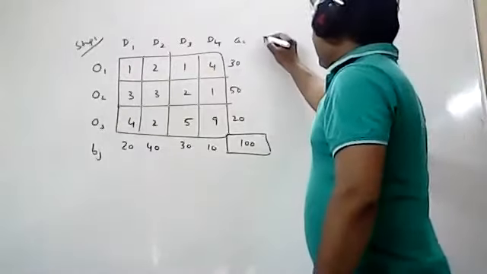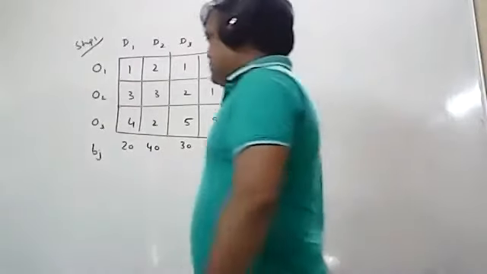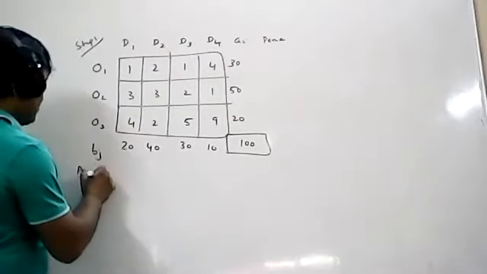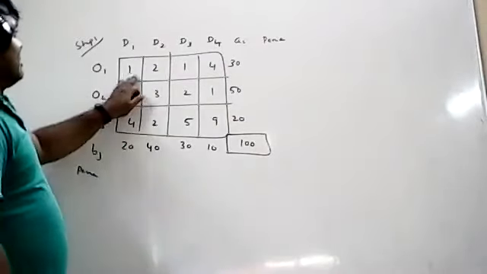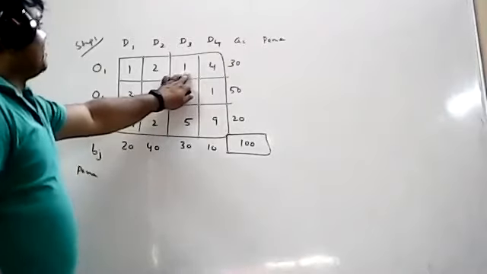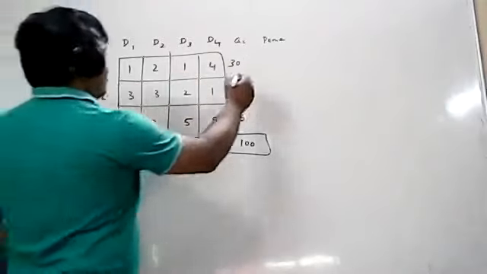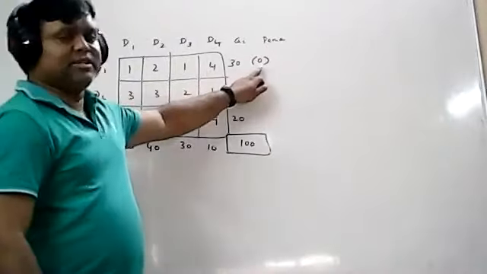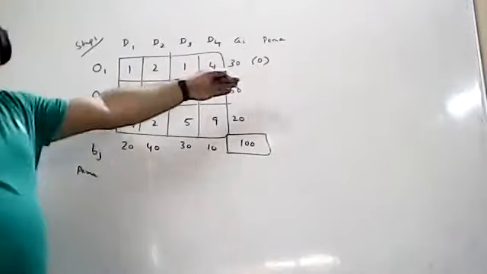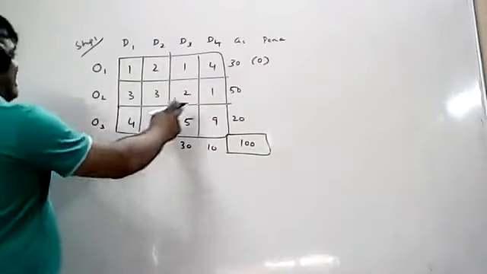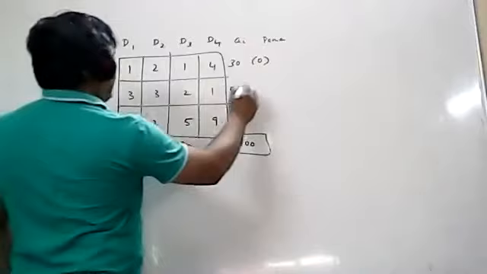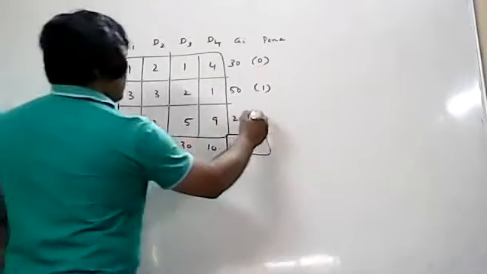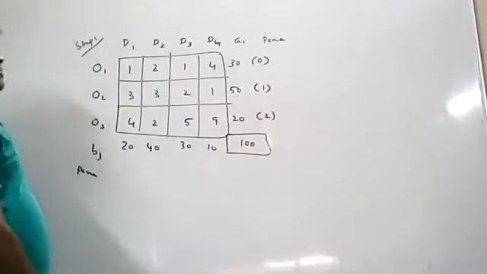VAM method means you have to calculate penalties. Both sides you can write penalties, row side as well as column side. How will you calculate? Consider the first row: smallest element 1, next smallest element also 1, so the difference is 0. You should write it alongside the transportation table within brackets at the corresponding row side and column side. Similarly, second row: first minimum element 1, next minimum element 2, so difference 1. Third row: smallest element 2, next smallest is 4, so the difference is 2.